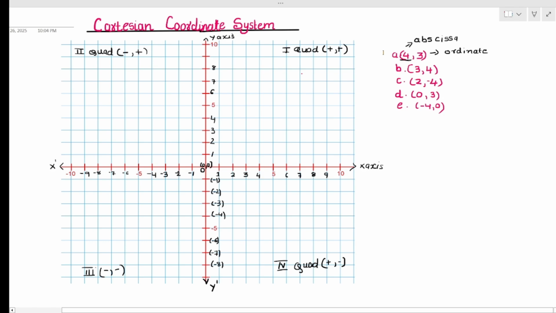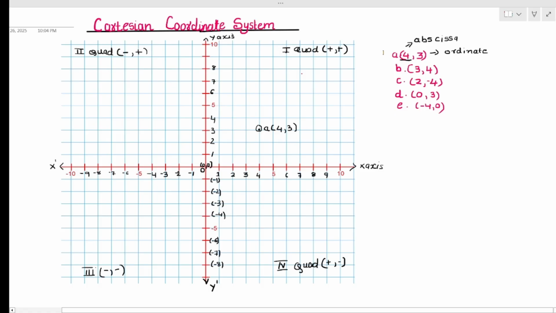So how will you plot 4 and 3? Take a perpendicular distance of 4 from the y-axis along x and a perpendicular distance of 3 along y. That means your point A will be over here and name it as 4, 3. These are the coordinates of point A. Now, the coordinates of point B are 3, 4.